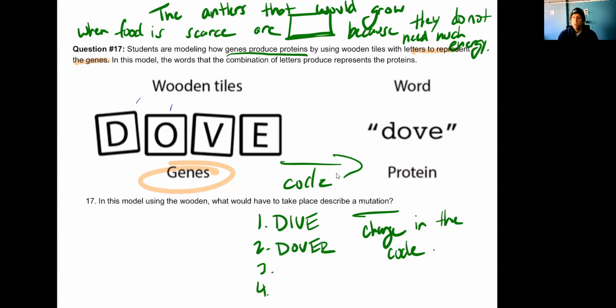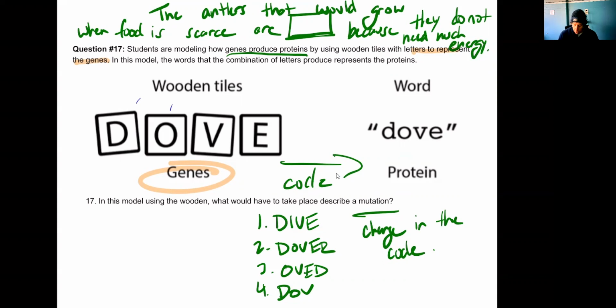I could change the word dove and make it oved. I could do that. Or I could just do this, D-O-V. Maybe I have that. So there's 4 possibilities for really how I can change my wooden tiles over there on the left and create a different protein. There's 4 ways that your genes could be mutated is what I'm trying to say.